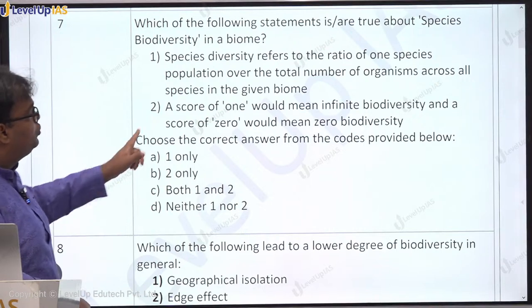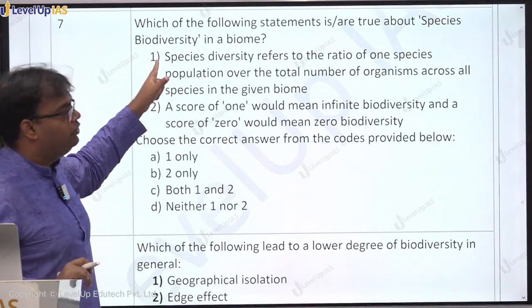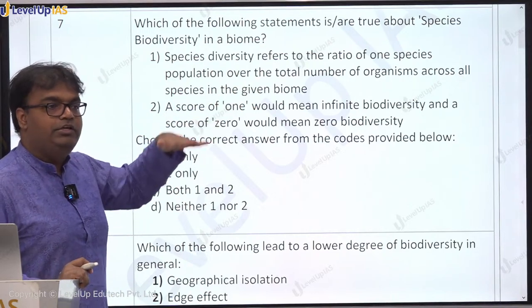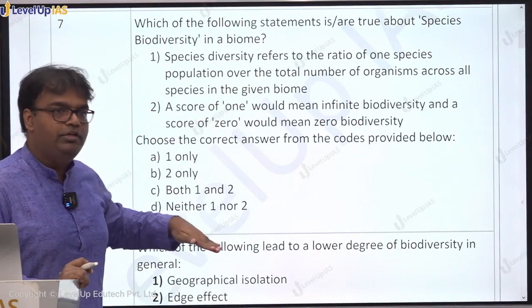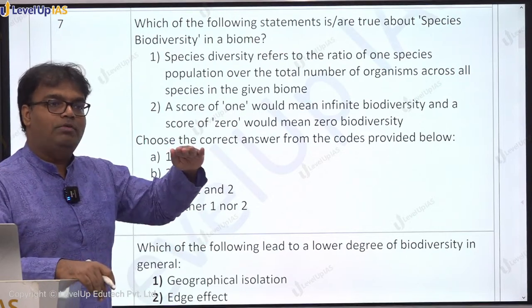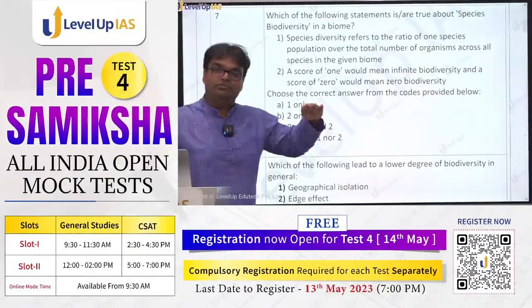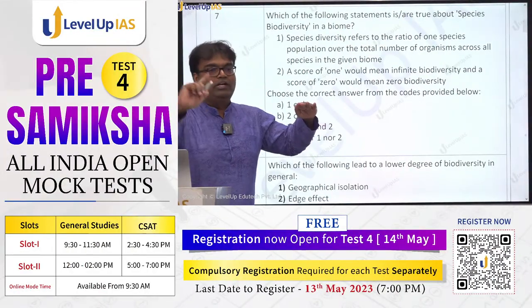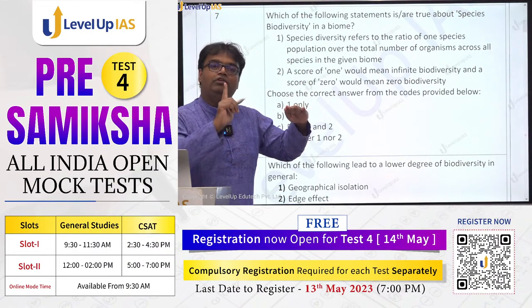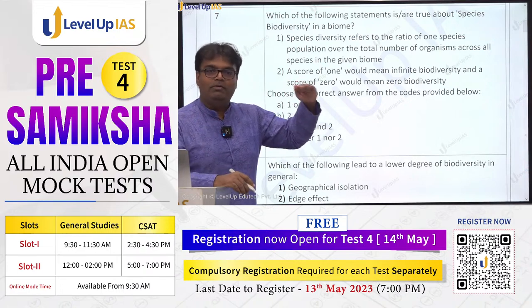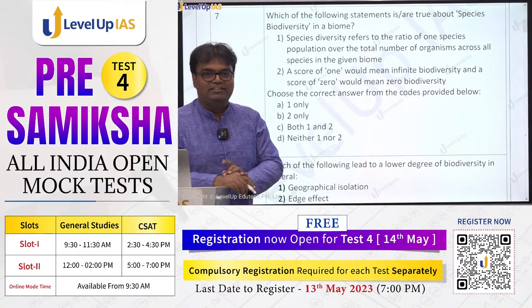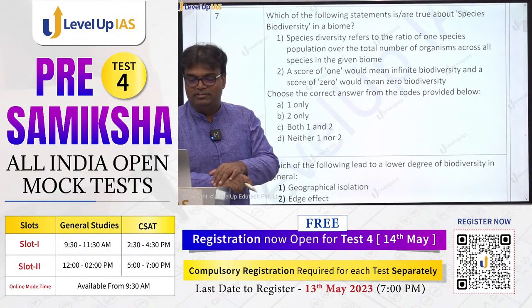Look. A score of 1 would mean what? First, you're saying 1 is correct. Species diversity refers to the ratio of one species' population, let's say all the dogs, over the total population of all the living organisms, right? So the dogs' population is 100, and all the living organisms together, dogs, cats and the rest, are 1 lakh. So 100 over 1 lakh will be lesser. But if there is only one species, dogs only, it will become 100 over 100. It will become 1. So 1 means 0 biodiversity. 0 means infinite biodiversity. So what is the answer?